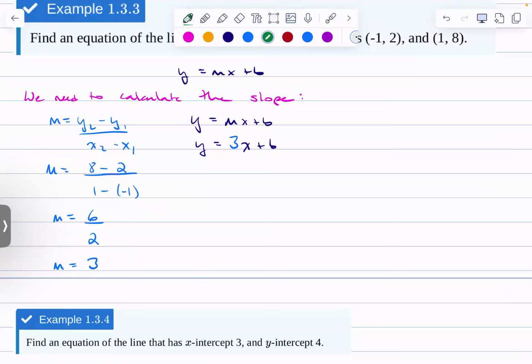What color? How about green? Can you tell that's green? Yes.